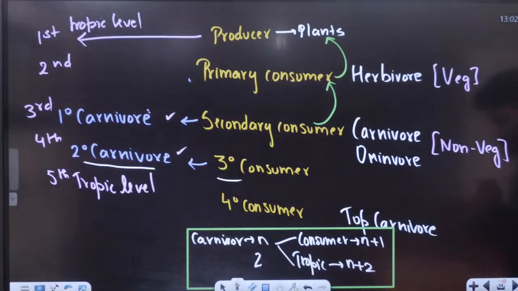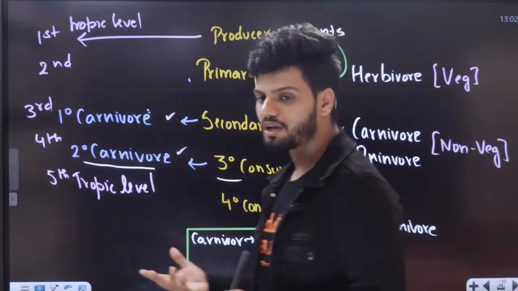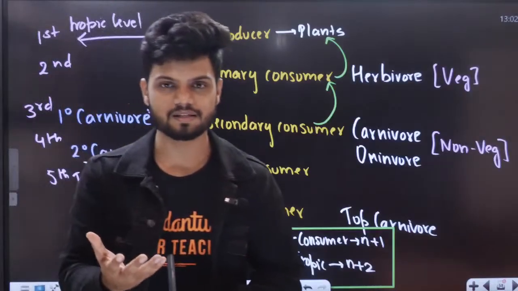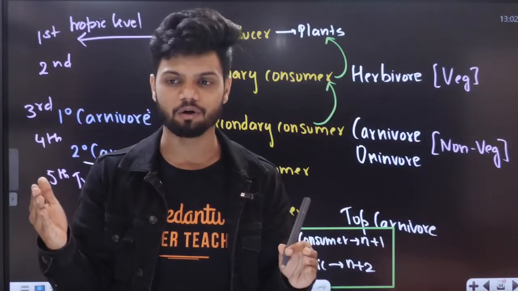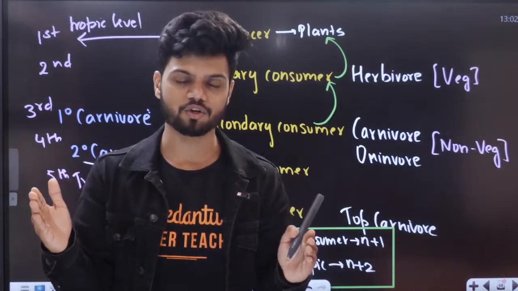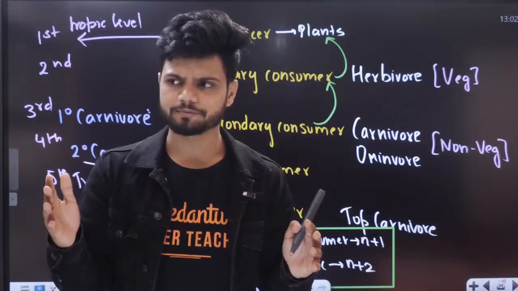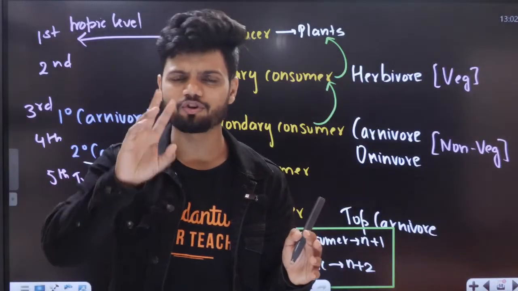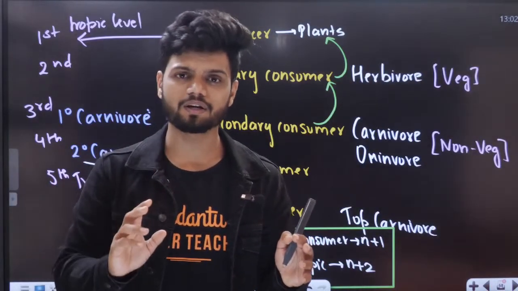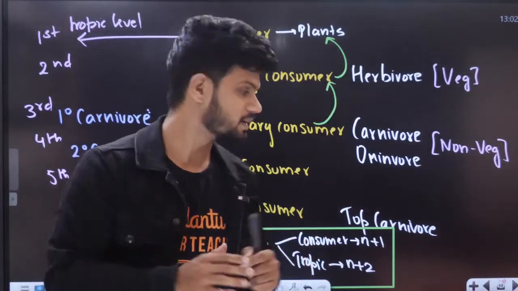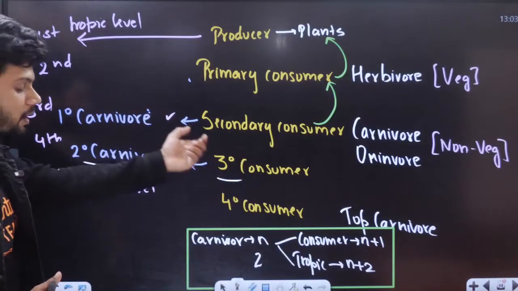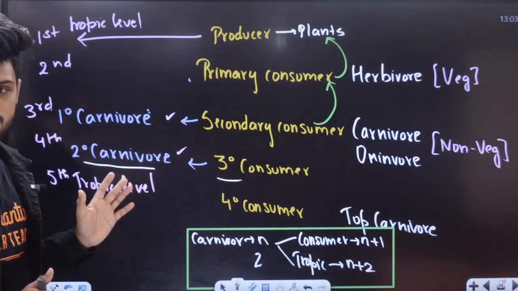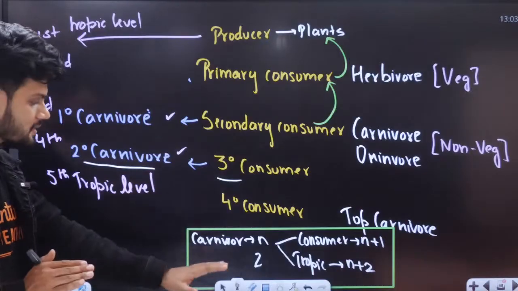This is a small trick to remember the consumer level, because in examination you have very less time. And in examination, when they give you a long 10% law question, and they say the organism is a secondary carnivore at the fourth trophic level, what is the energy? This will help you to understand and solve the question.